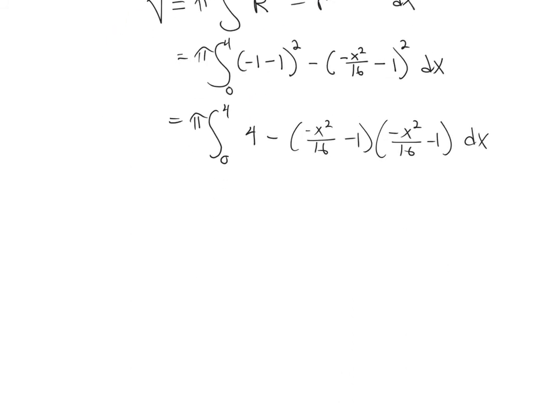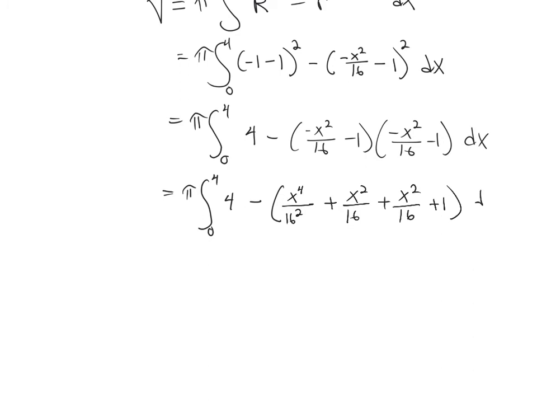So we'll do that. This is going to be pi times the integral from 0 to 4 of 4 minus, and when I start to distribute or FOIL, however you think of that, negative x squared over 16 times negative x squared over 16 will become a positive x to the 4th over 16 times 16. And then we're going to do the same thing when we distribute the rest of them. So it'll be plus x squared over 16 plus x squared over 16. Those pluses happened again because the negatives canceled, and then plus 1 dx.